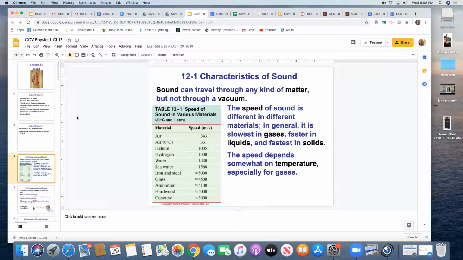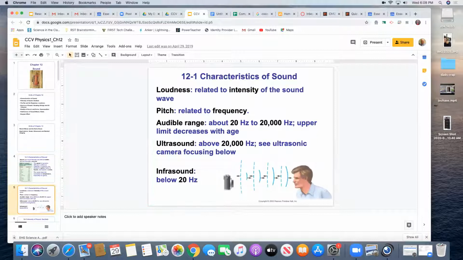We started off by taking a look at the speed of sound and talked about the fact that it's a constant velocity, but it does depend on the material. And then we also took a look at some common vocabulary terms.